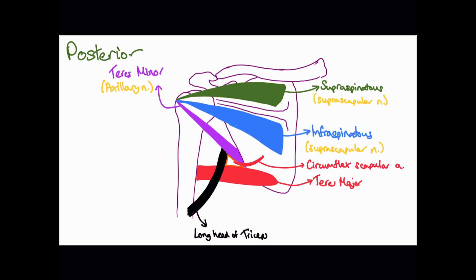The next space is the quadrangular space. This is formed by the teres minor, humerus, teres major and the long head of triceps. Here the axillary nerve and the posterior circumflex humeral artery travel.